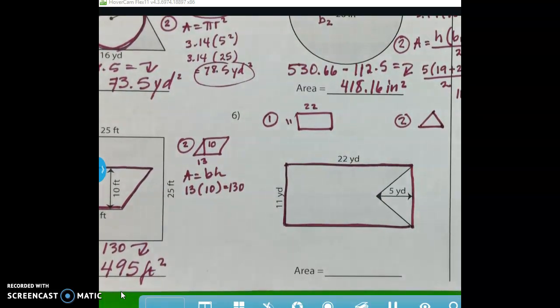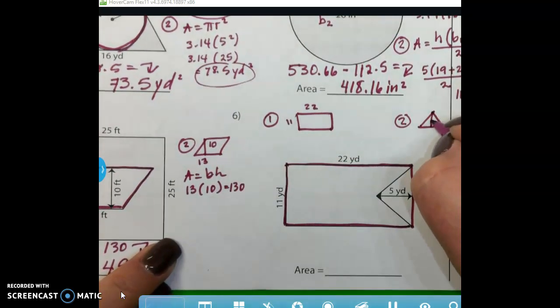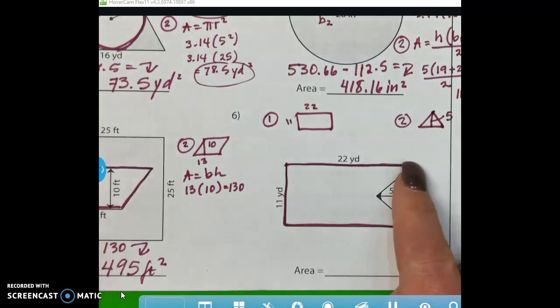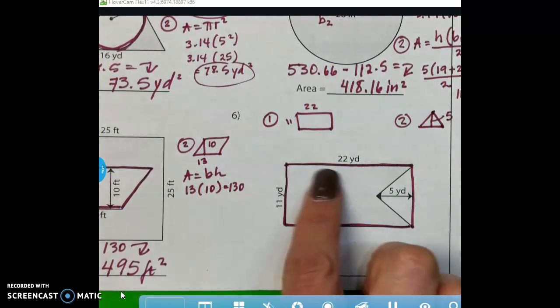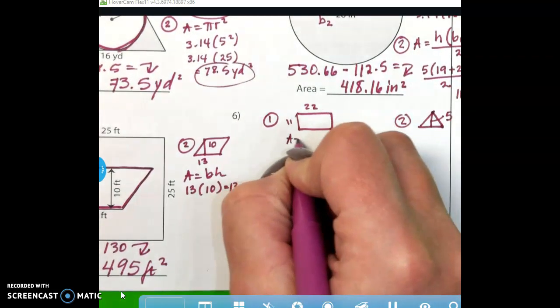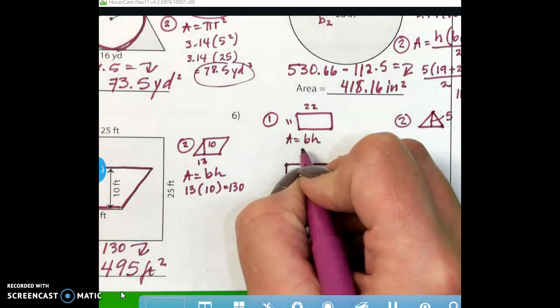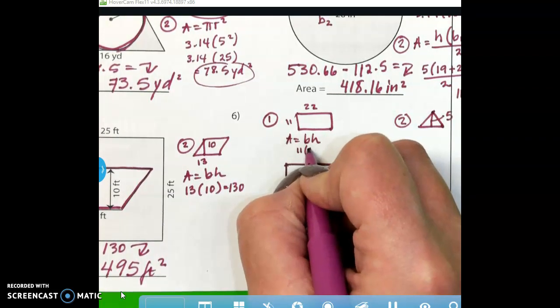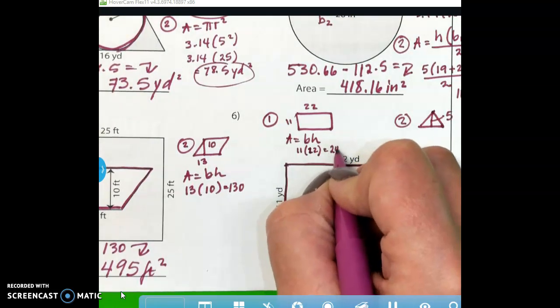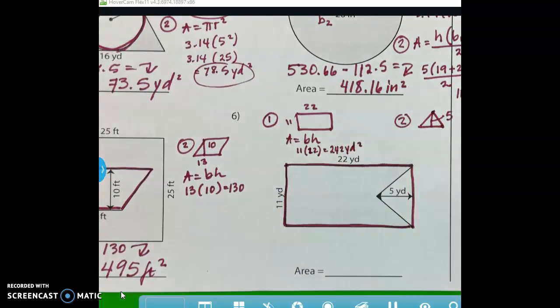Okay? So definitely you're going to see lots of the same kind of concepts. Two shapes. One is reducing the area of the other, creating that little shaded area, and so on. So let's come back to the first shape. We have a formula that we use, base times height. So we would have 11 times 22 for the area of 242 square yards.